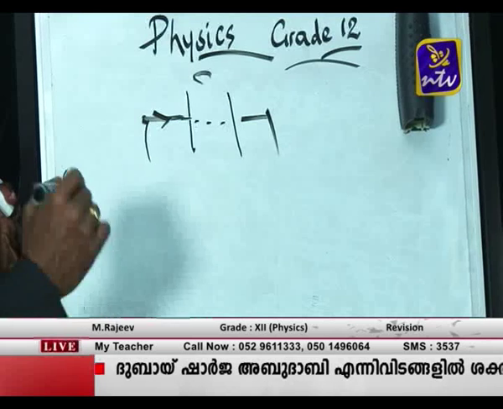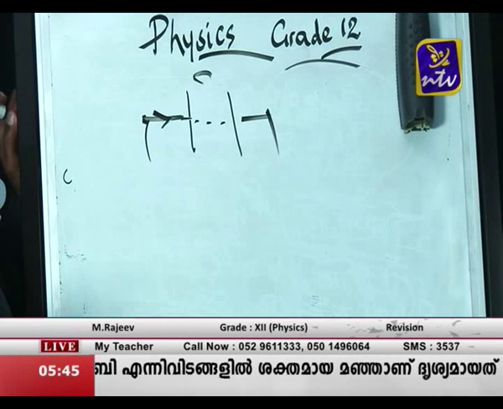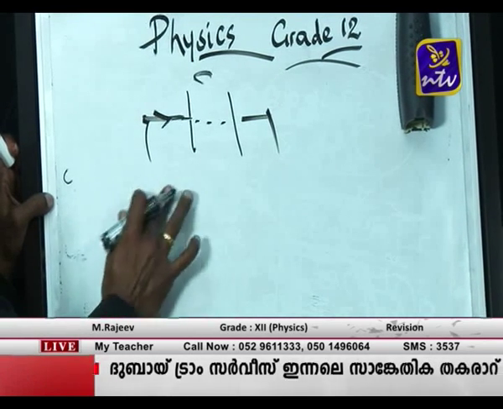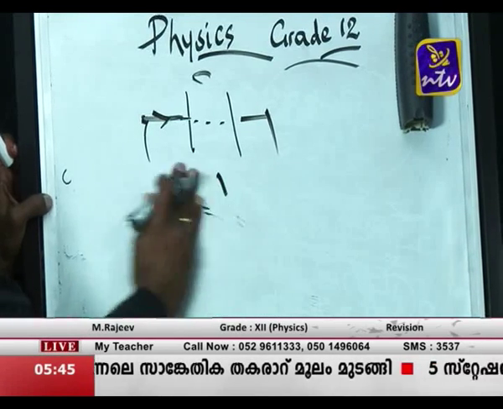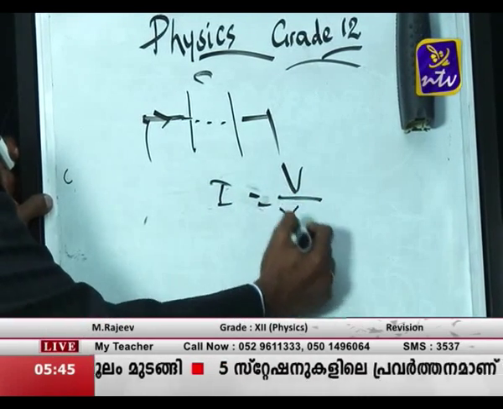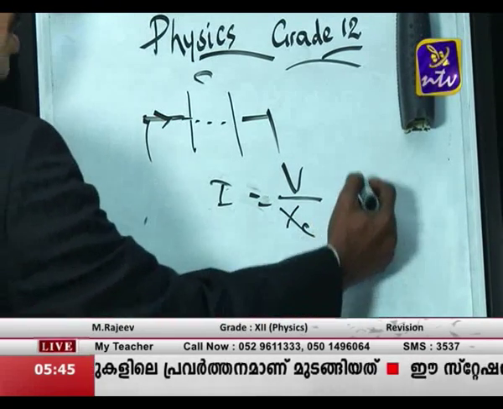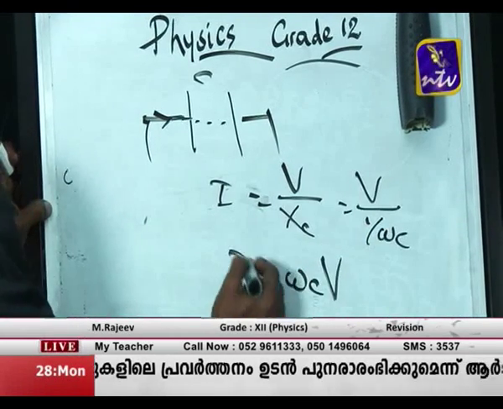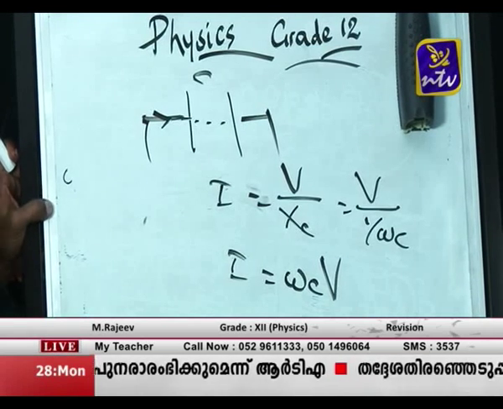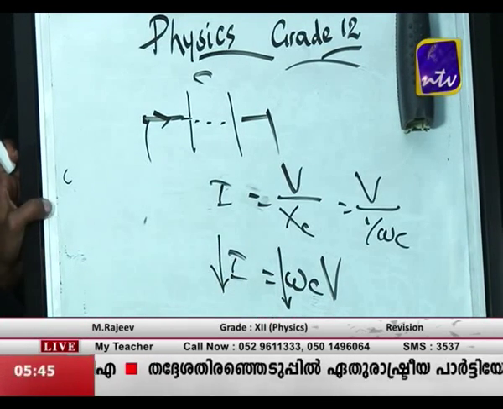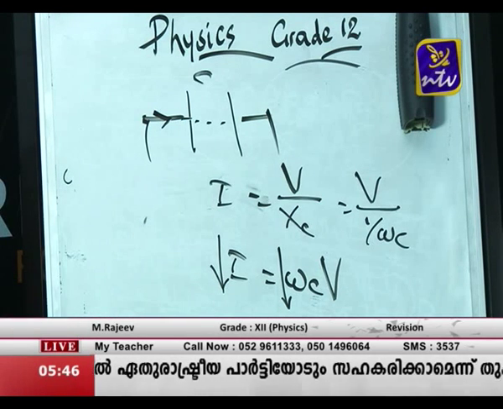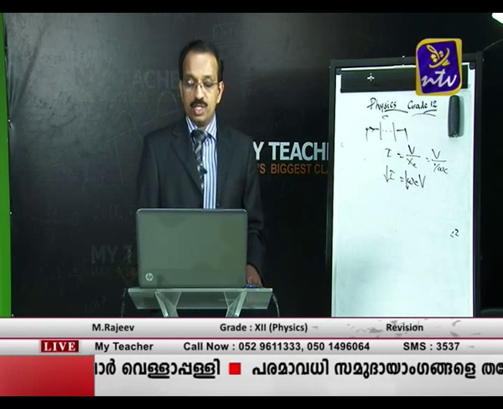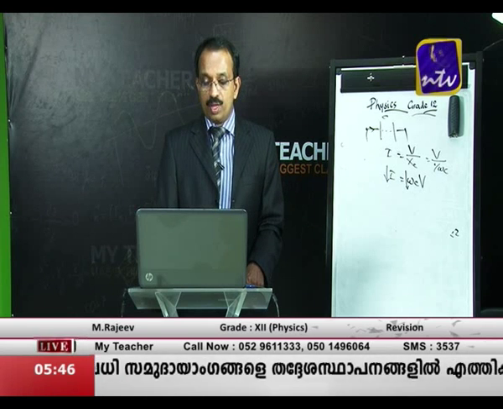Now here the question is, what happens to the displacement current when the frequency of the AC source is decreased? The equation for the current in an AC circuit with a capacitor is I equal to V by XC. But what is XC? XC is 1 by omega C, so the current is omega C V. So if the frequency is decreased, the current will also be decreased. That's the concept. When the frequency of the AC source is decreased, the current also decreases.